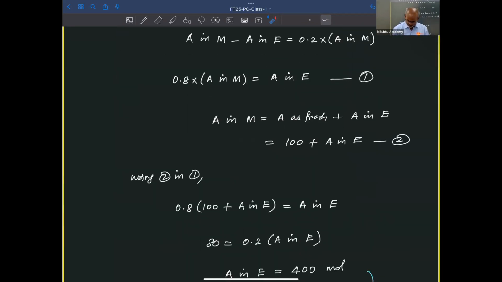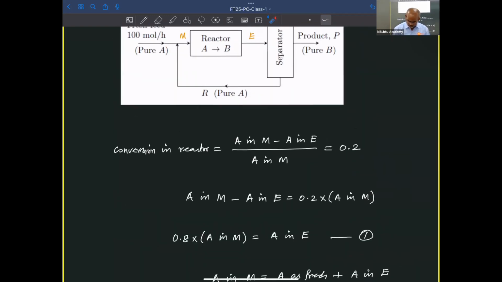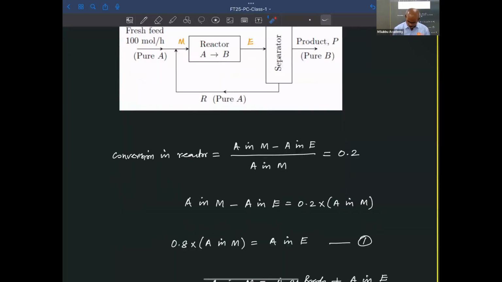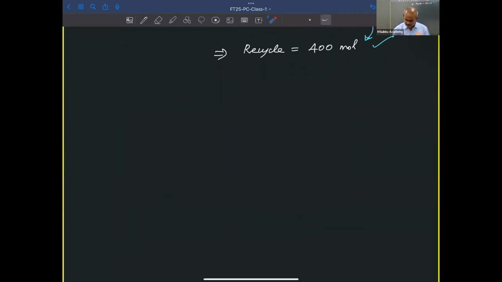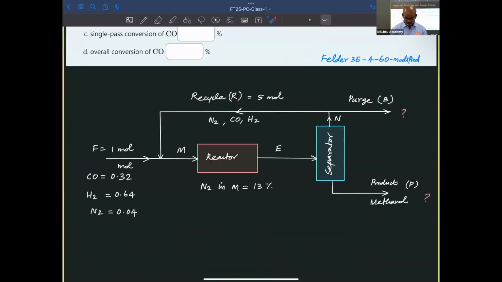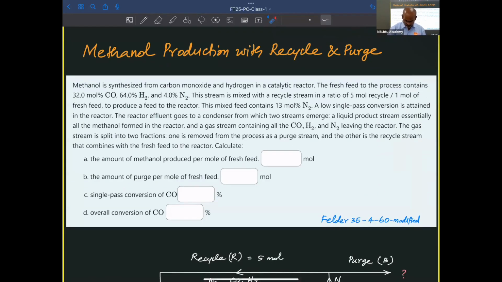So by that way, we have this data, like how much of B is exiting. Please go through this part, whatever the essential I highlighted. We'll spend time for this kind of problem, which is involving reaction with recycle and purge.